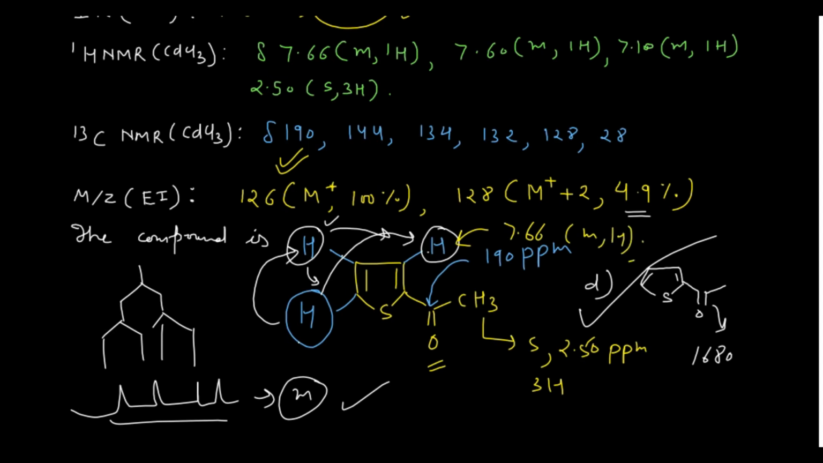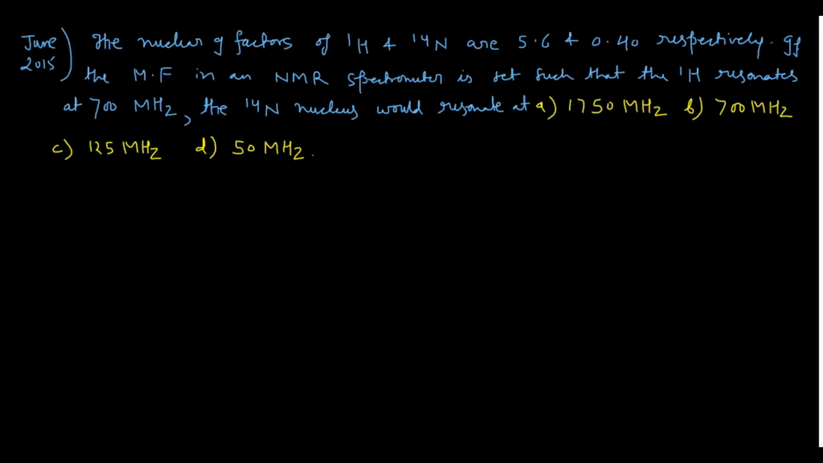See, if you do the practice, then you will be able to solve the questions on your own, right? But this will require a lot of practice to solve spectroscopy questions, lots of concepts and all these things. Now moving to the next problem, which is again from the June 2015 examination, and it is a kind of numerical. The nuclear g factors of the proton 1H and the nitrogen 14N are 5.6 and 0.40 respectively. If the magnetic field in the NMR spectrometer is set such that the proton resonates at 700 megahertz, the nitrogen nucleus would resonate at, you have been given 4 options.